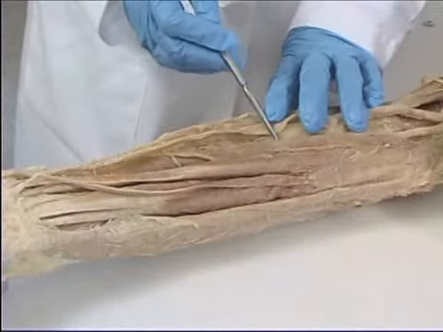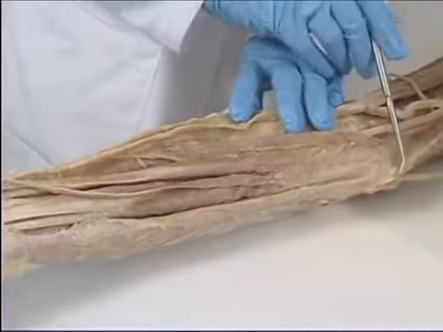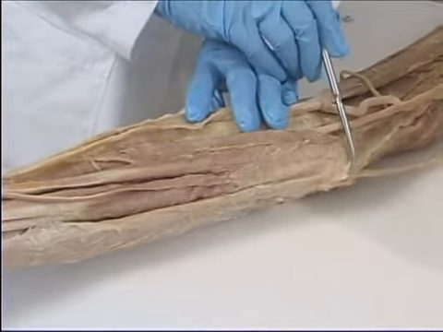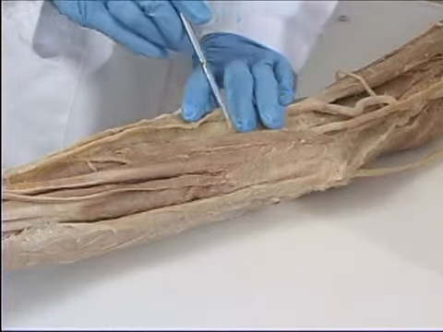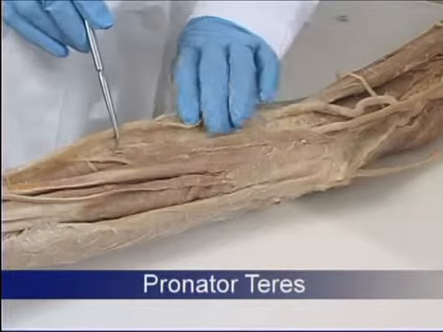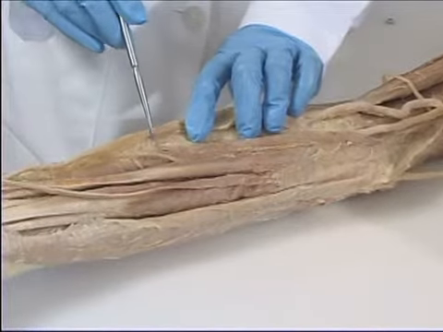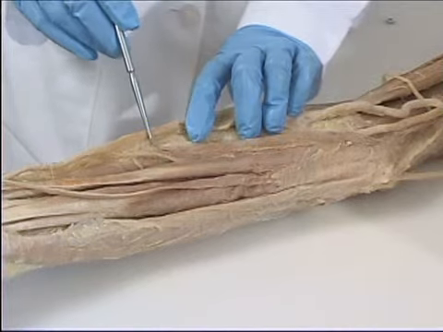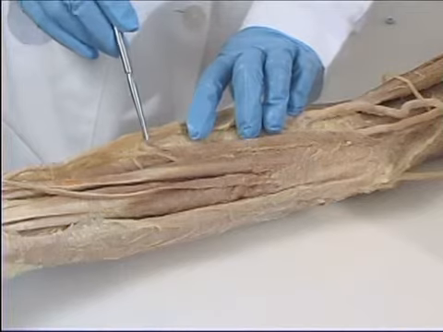The first layer contains 4 muscles which take origin from the common flexor tendon from the medial epicondyle. The first muscle I am looking at here is the pronator teres. Pronator teres attaches midway on the shaft of the radius and pronates the middle part of the radius over the ulna.